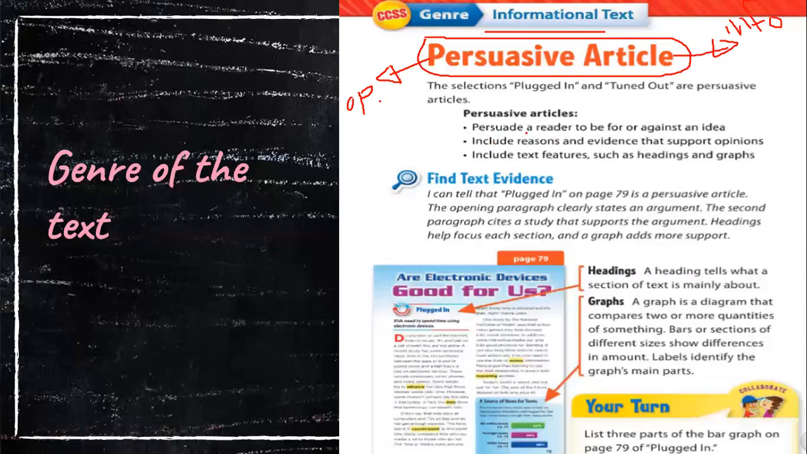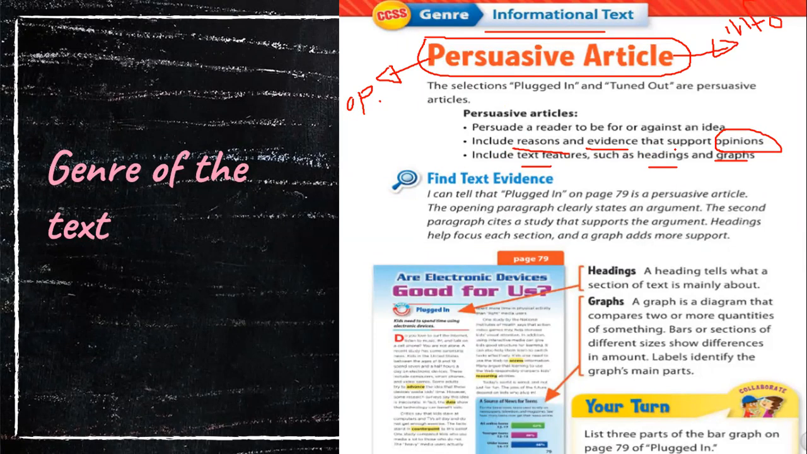First of all, the writer should show his point of view. Either he is with or against. Second, he must include reasons and evidence that support his opinion. So we must find reasons and evidence that support the writer's opinion. Last thing, we have to find text features such as headings and graphs. The text features, we find them in most informational texts. But what differentiates the persuasive article from a usual article is the reasons and the evidence that support the writer's opinion.